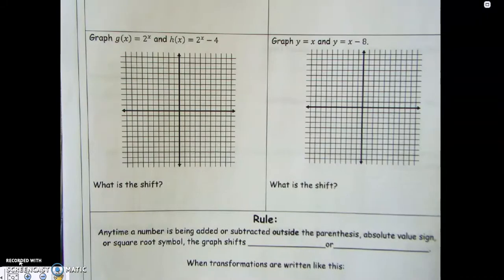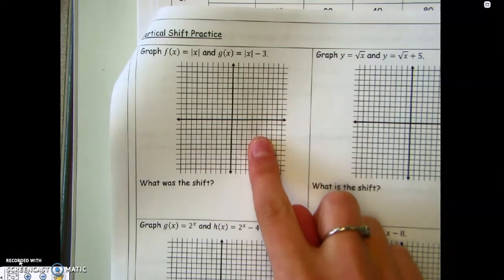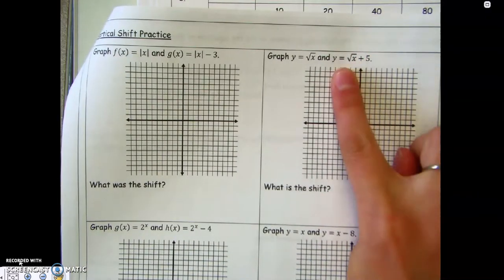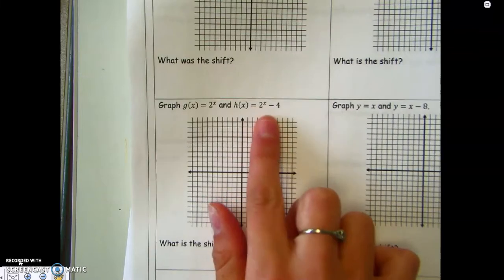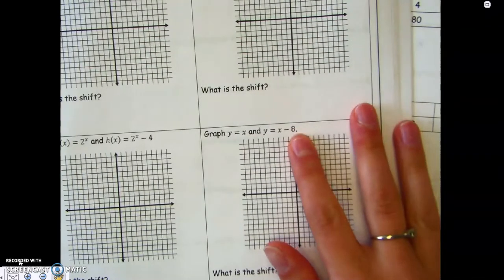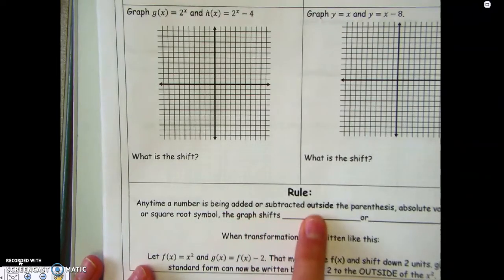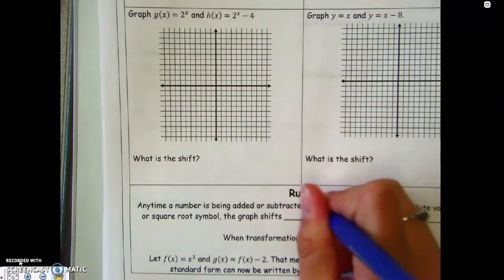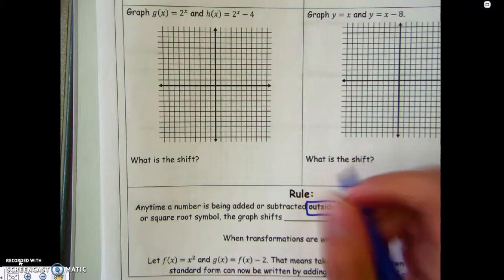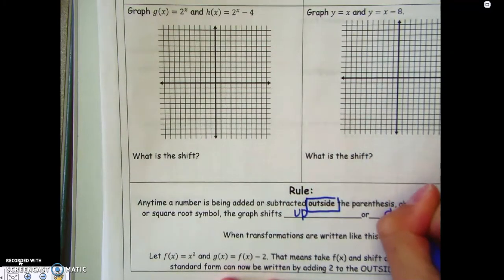So you should have seen this one shifted down 3, minus 3 is on the outside. This one shifted up 5, 5 is on the outside of the square root. This one shifted down 4, this was outside of the exponent. And this was down 8, and this was after the x. So anytime a number is being added or subtracted outside the parentheses, absolute value sign, or square root symbol, the graph shifts up or down.